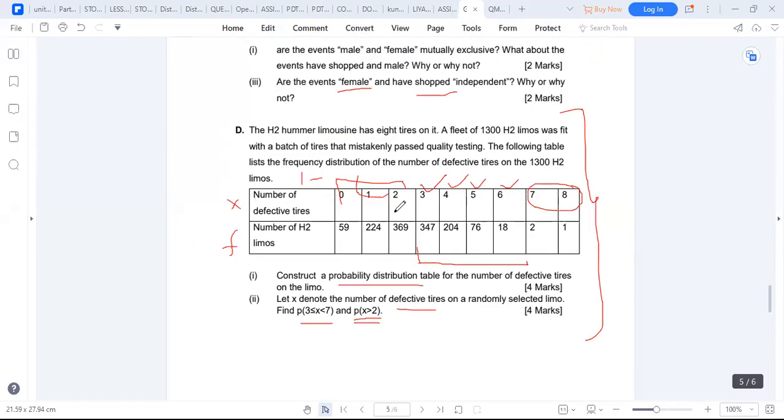So this is how this paper was supposed to be answered. Unless there are any questions, please you can ask now.